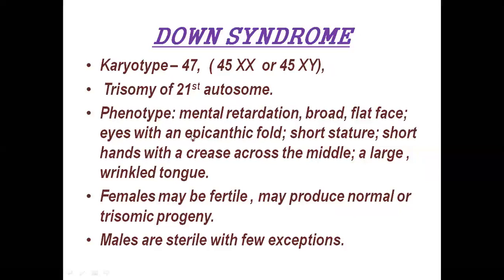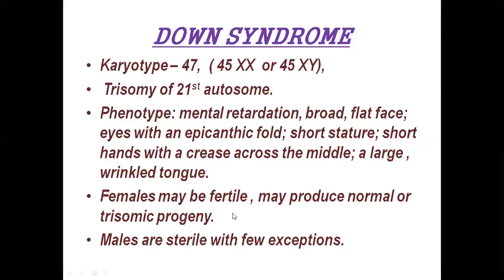Now, the phenotype includes mental retardation. The person is generally mentally retarded. They have a broad, flat face, eyes with an epicanthic fold. They are short in stature. They have short hands with a crease across the middle, and a large wrinkled tongue. All these are the physical characters, the phenotypic expressions of a Down syndrome individual.